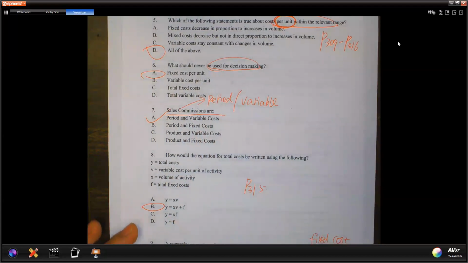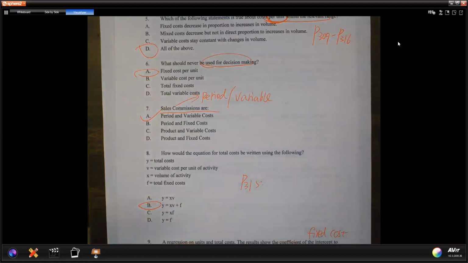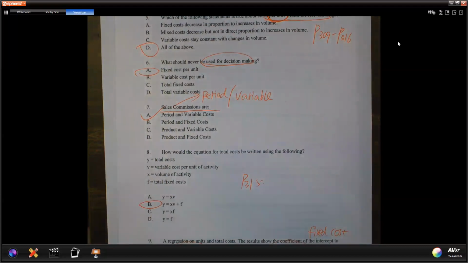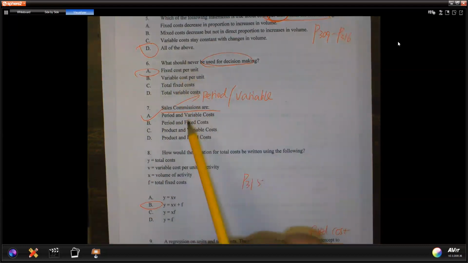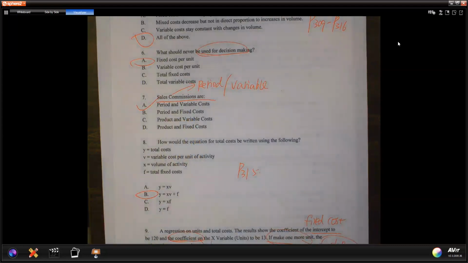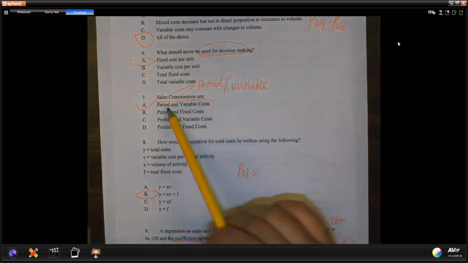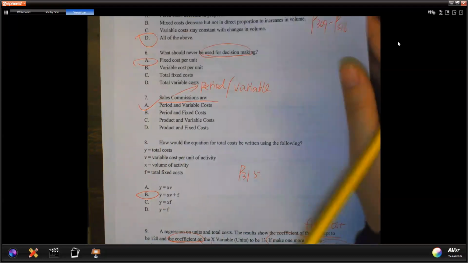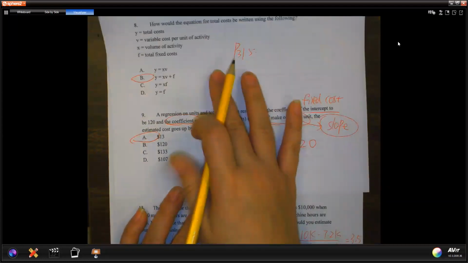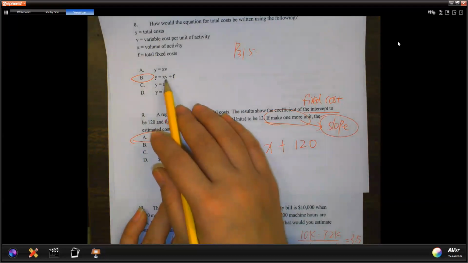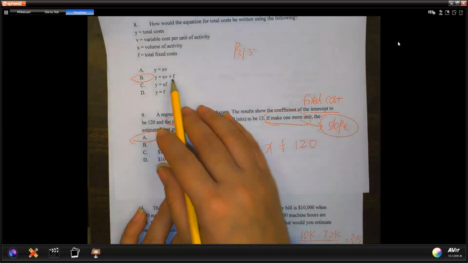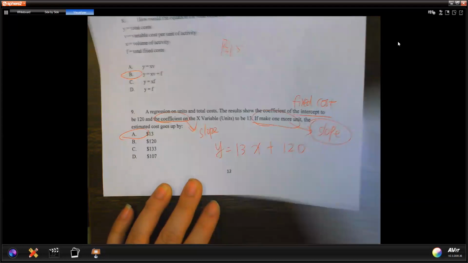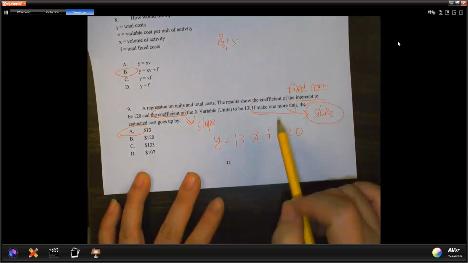Next one, question 6 again: never be used with a fixed cost per unit. This is from chapter 2. You have been practicing a lot for this. A sales commission is a variable cost, but it's also a period cost because it's not production. Next one, if you have a mixed cost, then it will be variable plus your fixed, right?